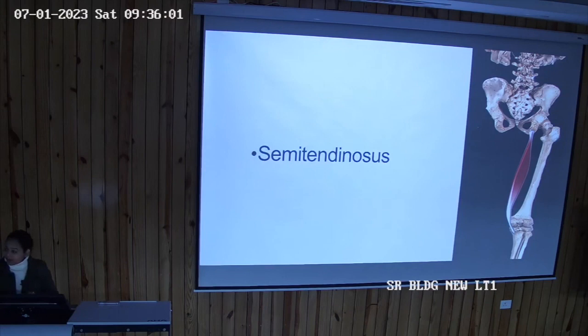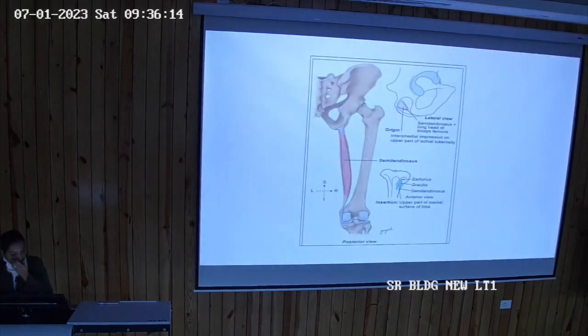What will be the nerve supply? Tibial part of sciatic nerve. What will be the action? Flexion of knee joint, extension of hip joint, and medial rotation of the knee when the knee is flexed. So here in this picture you can see insertion of these three muscles on the upper medial surface of the tibia. In front there is sartorius, then we have gracilis and then we have semitendinosus. Insertion of sartorius is hockey shape.